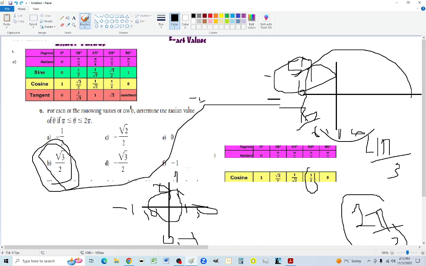And now if I look at minus 1 here, where would I find cosine minus 1? Just there, just once. What is that? That's pi. So cosine of pi is negative 1. Sometimes in the extremes, you only find one answer, whereas the zeros you can find 2. And that's it for number 6.